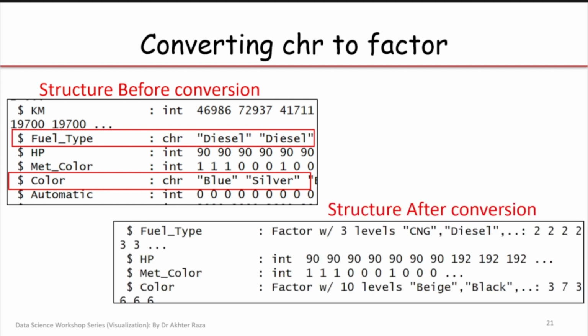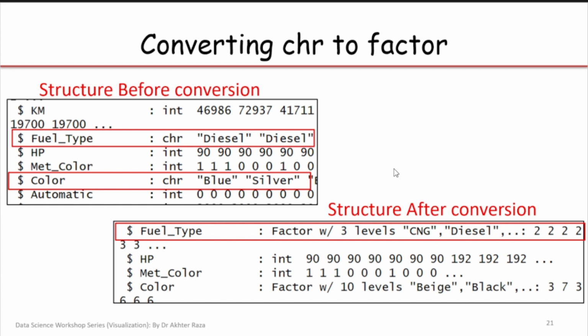And after conversion we have a factor with 3 levels. What are these levels? CNG, diesel and petrol. Every element has a digit, 1, 2, 3. These are the codes which will be assigned by this command to the fuel type variable.